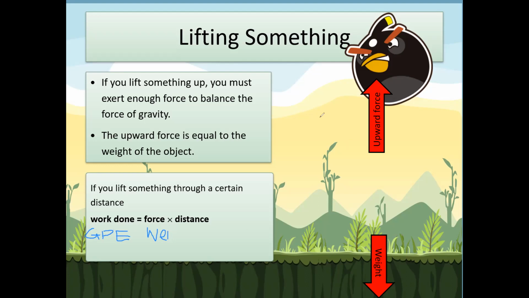So this object gained GPE. Why? Because it moved up. Okay, it gained GPE. Why? Because the object had moved up because of a force. So it is a force that's making the object move up, displace upwards.